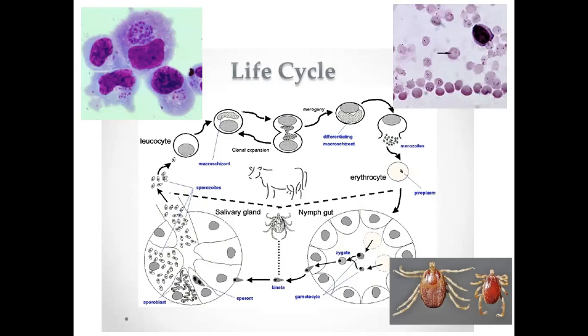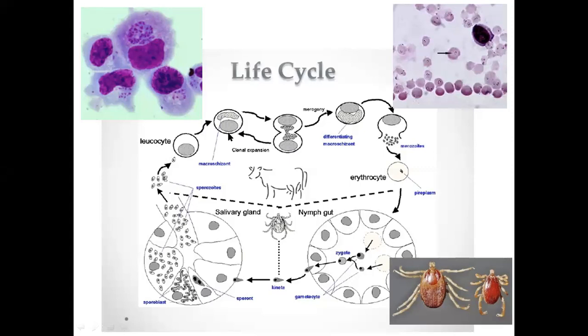Macroschizonts are around 1 micron in size, whereas microschizonts are around 0.5 micron in size. The Koch's blue bodies are actually the macroschizonts, which are multinucleated, multiple in number in the cytoplasm of this WBC. So this macroschizont is playing the host cell in which it is infecting. How is it playing?